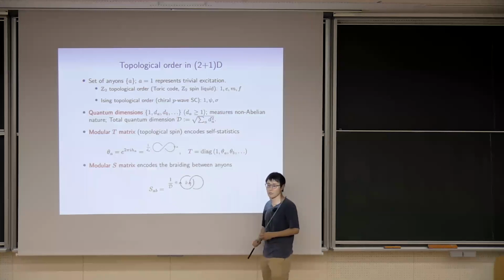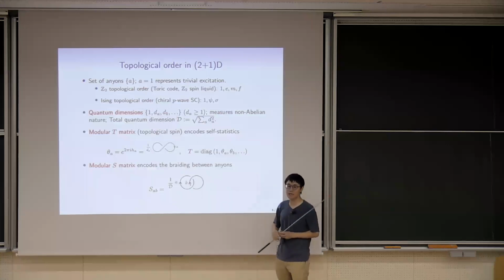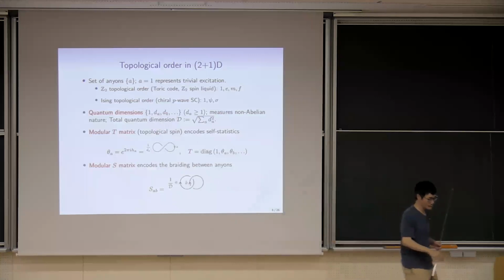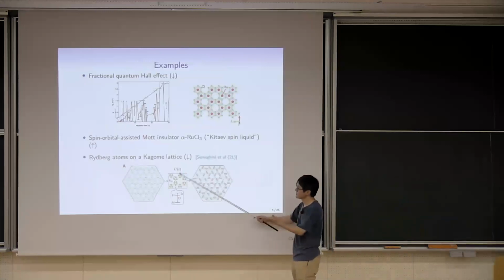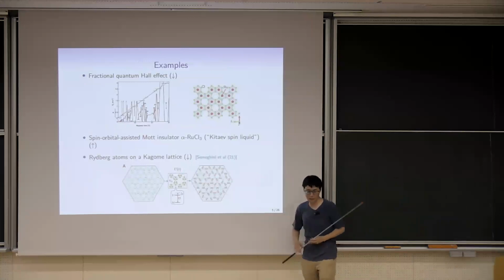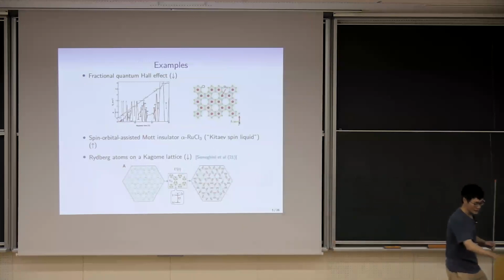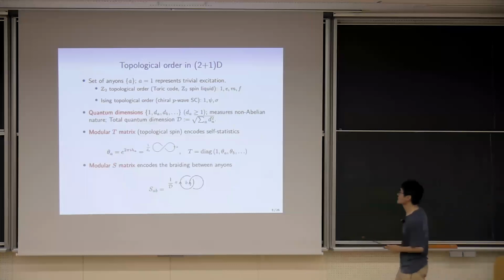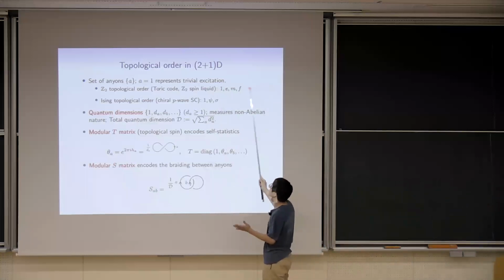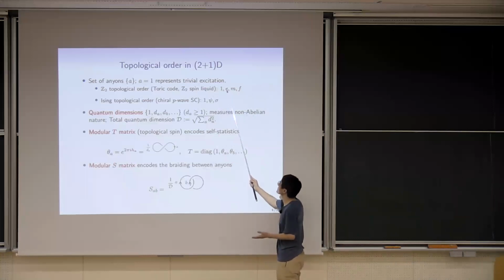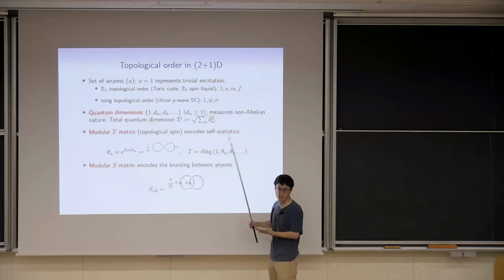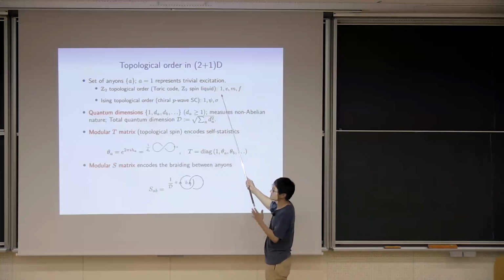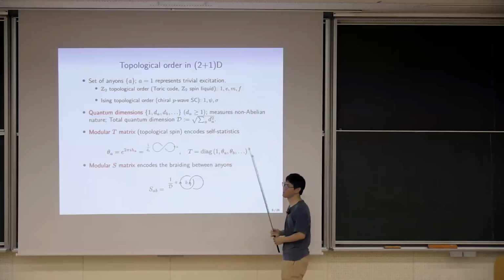Z2 topological order is one of the simplest kinds of topological order. In the previous example, this artificial Rydberg atom system is considered to be realizing Z2 topological order. Z2 topological order is characterized by the existence of four kinds of anyons: one, electric anyons, magnetic anyons, and F, which is a composite. One is a trivial excitation, which is just included for completeness. It just means this is not anyonic, but it's included in the list.